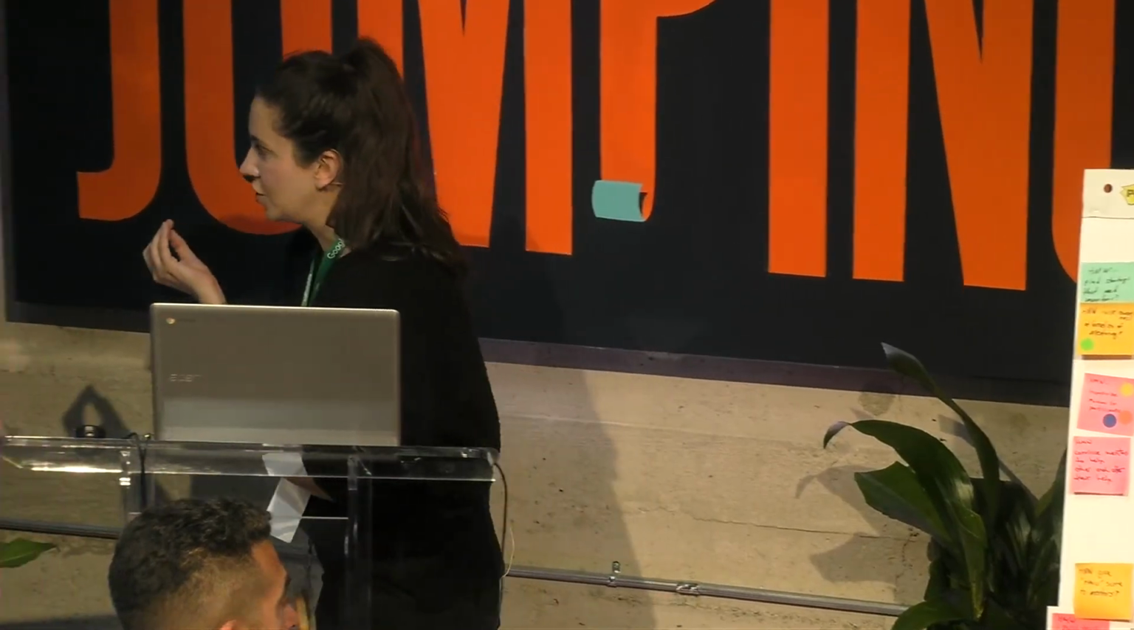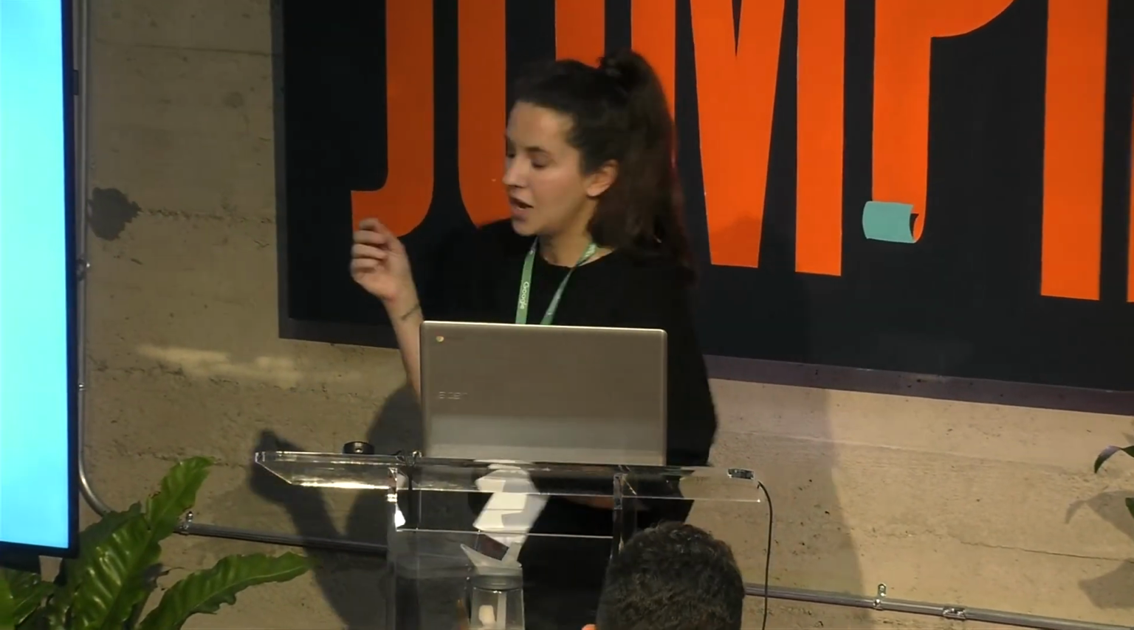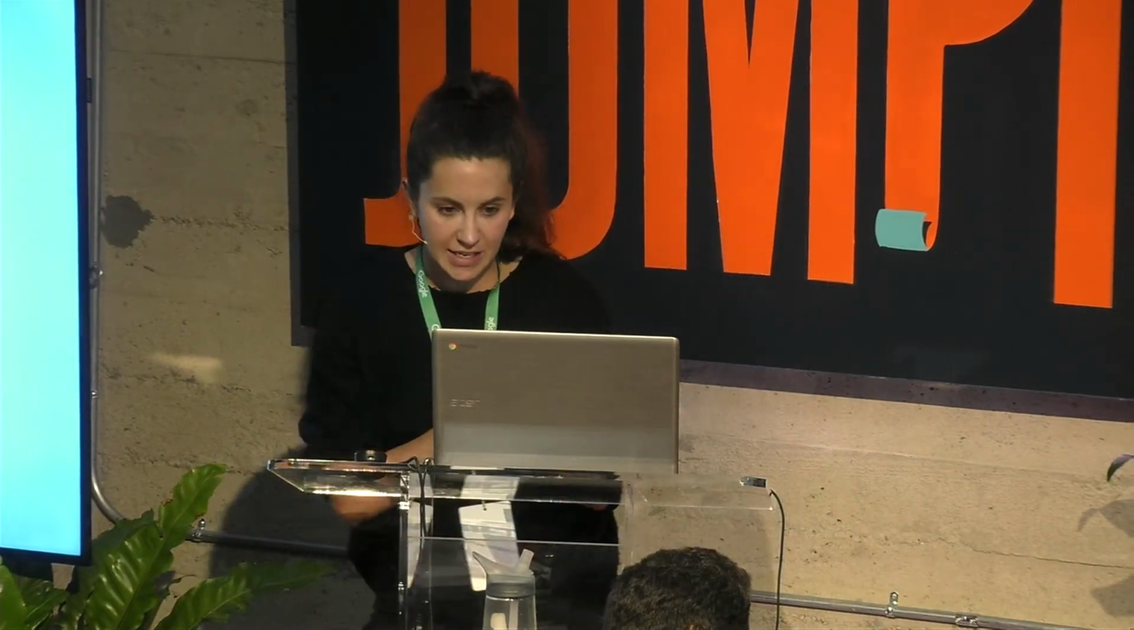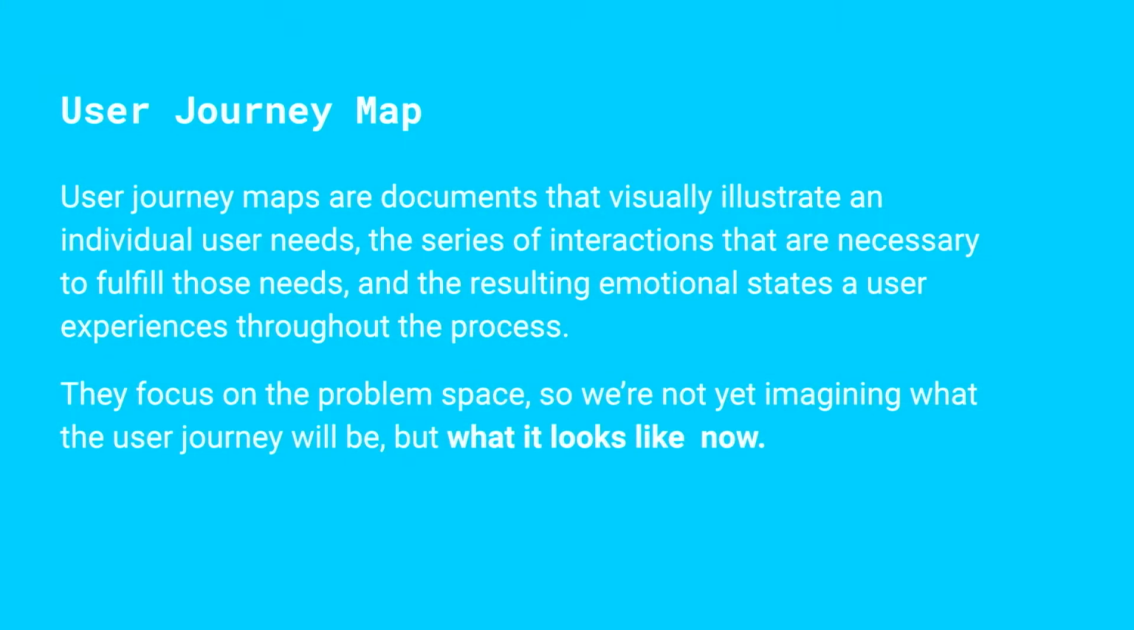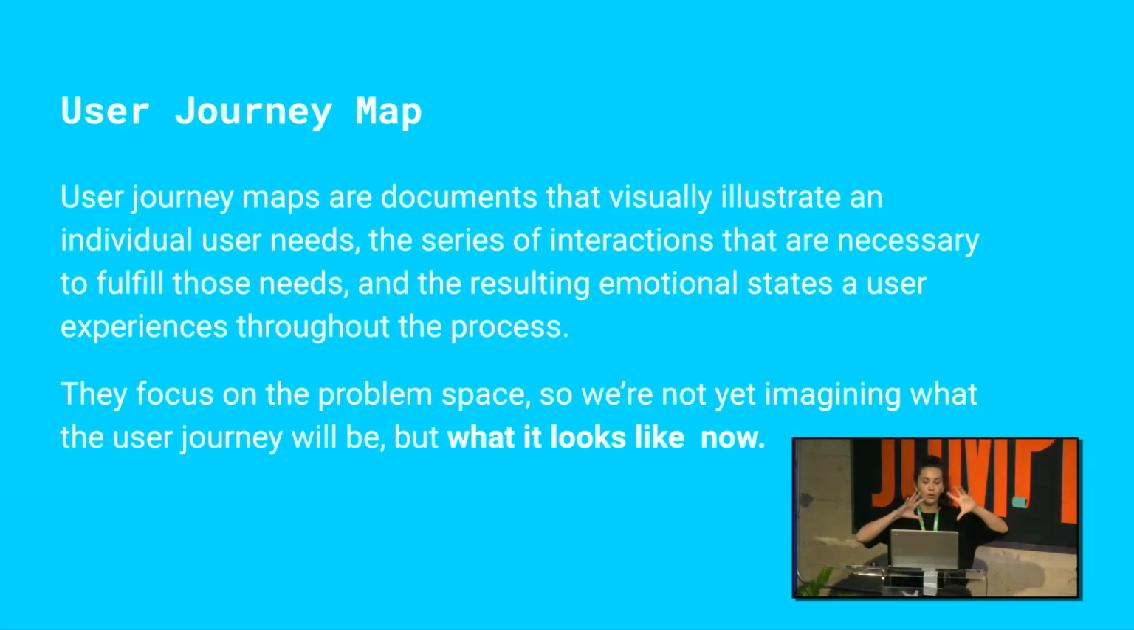There's one more I want to do, which I think is super important, and it's called a user journey map. User journey maps are documents that visually illustrate an individual user's needs, the series of interactions that are necessary to fulfill those needs, and the resulting emotional states a user experiences throughout the process. They focus on the problem space, so we're not yet imagining what the user will be when you design this amazing solution for them. We're focusing on the problem space right now.